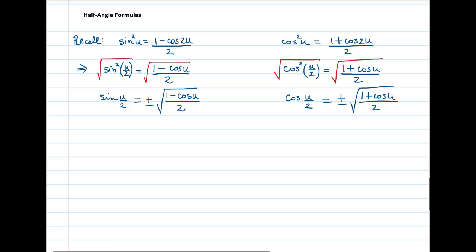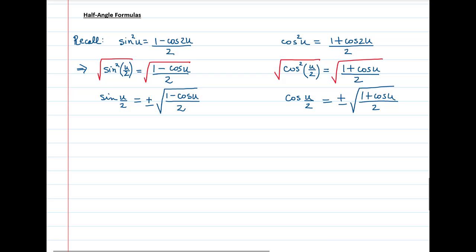Now here, for the tangent, it's not as intuitive as the first two. It will require a little bit of work in verifying, so I've skipped that work, and I'm just giving you the identity here. Tangent of a half angle is 1 minus cosine of u over sine of u, and there's also another variation which is equal to sine of u over 1 plus cosine of u.